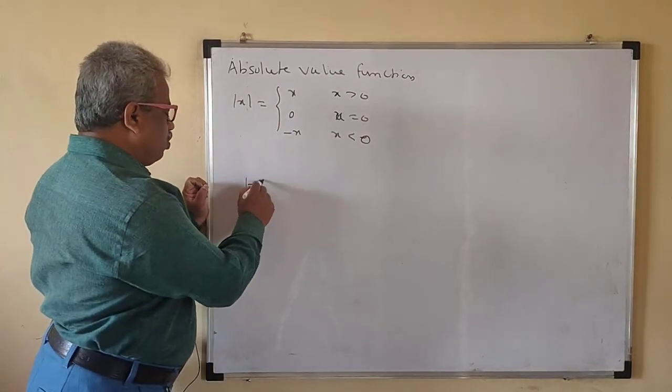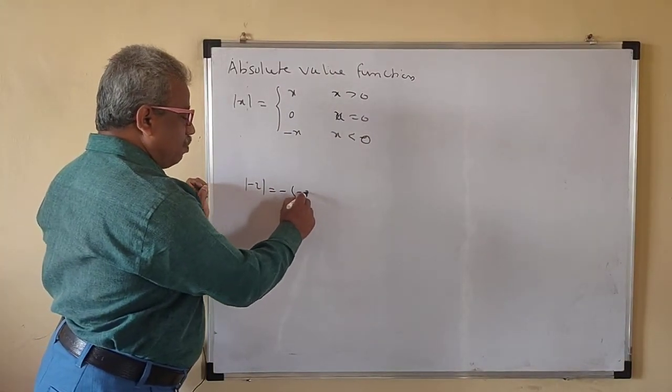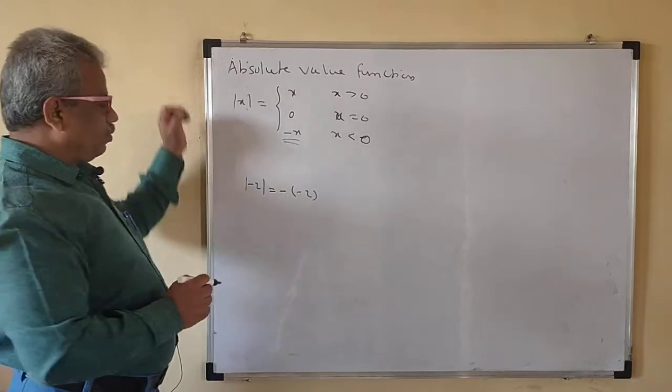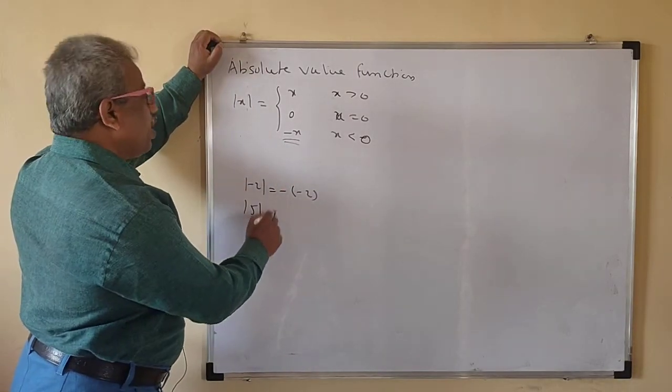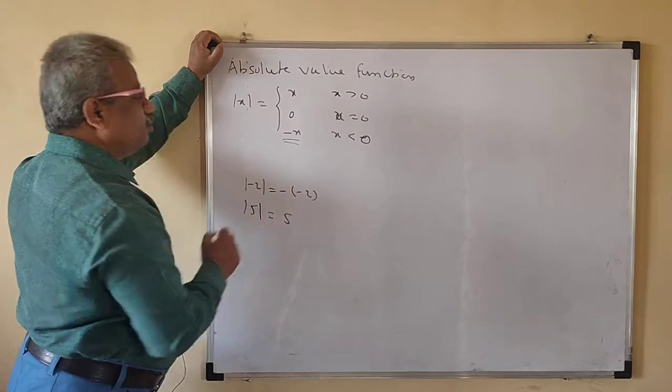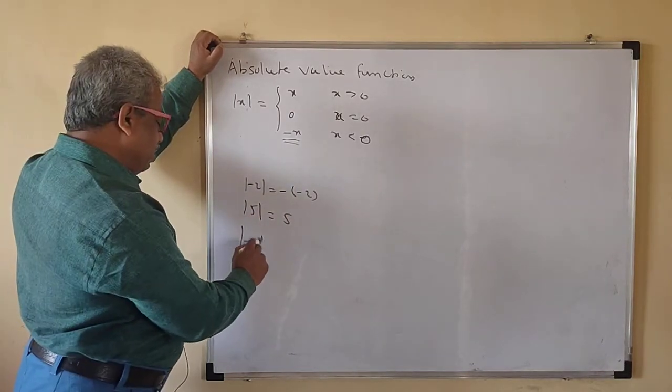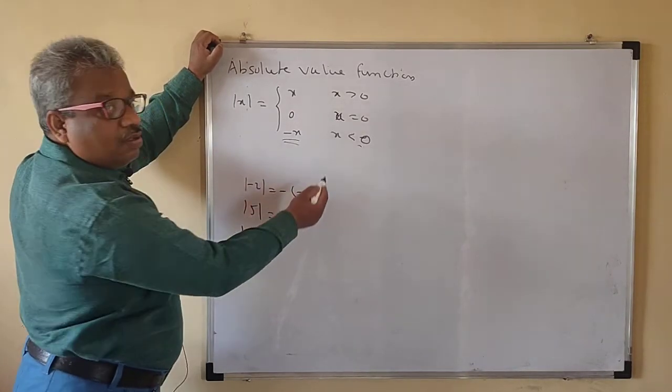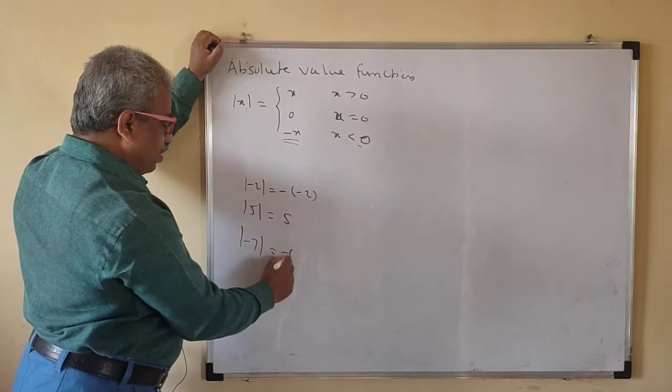So what is mod of minus 2? It is minus of minus 2 by this definition. Okay. So mod of 5. So 5 is positive, then it is itself. So what is mod of minus 7? Minus 7 is negative. So what is the value? Minus of minus 7.